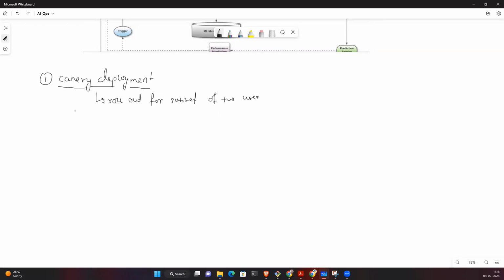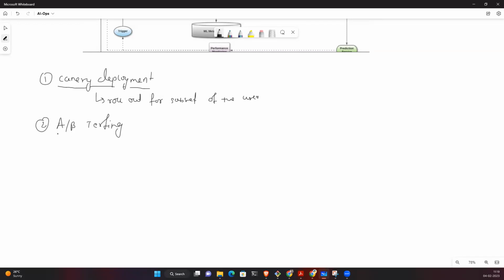Second, A/B testing. I'm just trying to overcome the problems of level 0. I'm not talking about level 1 yet. As of now, let's just solve the level 0 problems, then we'll come to level 1. Now, A/B testing.